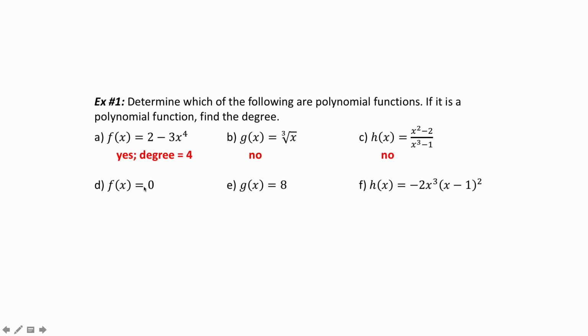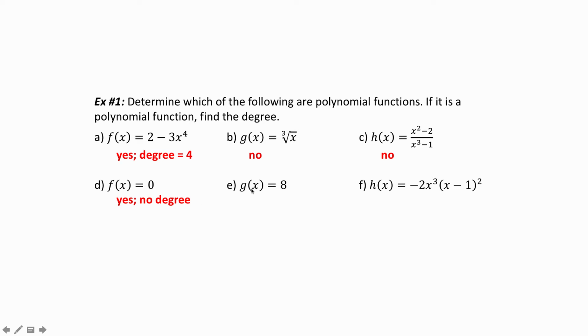Part D, f of x equals 0. This is called the 0 function, and we do say that it is a polynomial, but this one is actually not assigned a degree. This is the only polynomial function that is not assigned a degree, and it's only for f of x equals 0. So this is a polynomial with no degree.